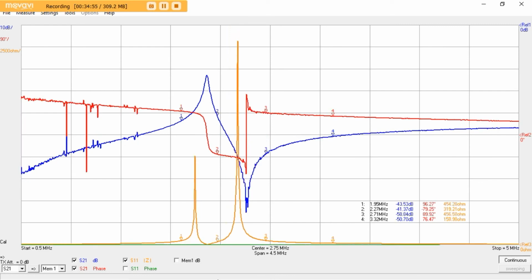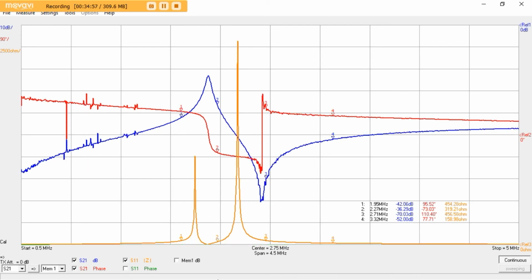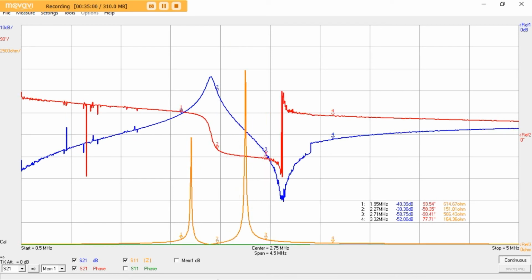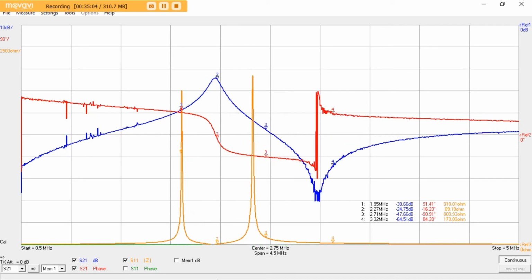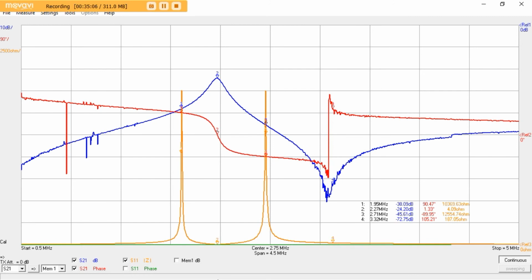20 centimeters. 10. Back to 7. And we're back to the balance condition where we started.